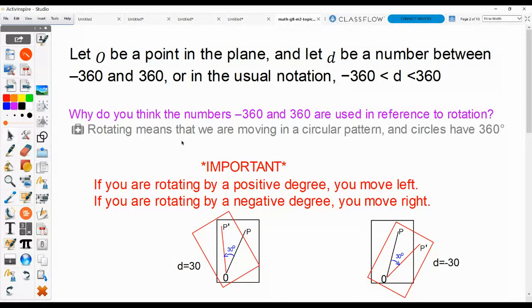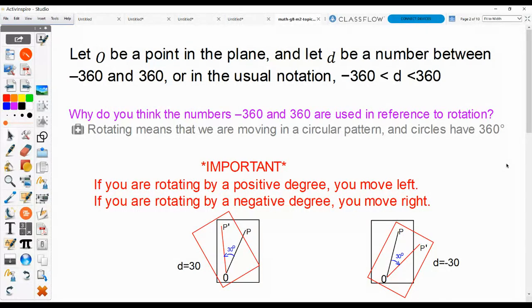All right, we are taking a look. You're going to start turning to page 43 in your book. While you are, it says here, now this is not in your book: let O be a point on the plane. Let D be a number between negative 360 and 360. Or in the usual notation, it would look like this: negative 360 is less than D, which is less than 360.